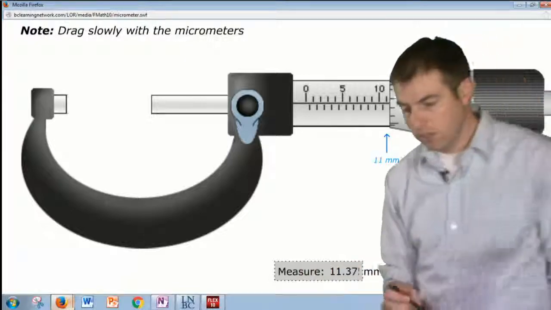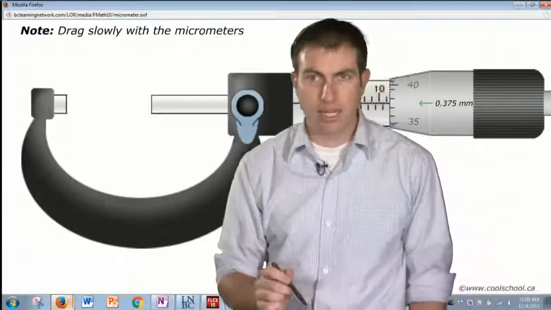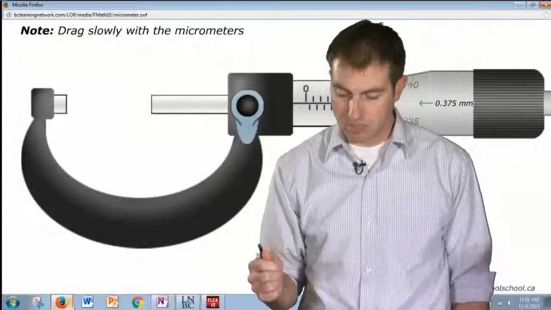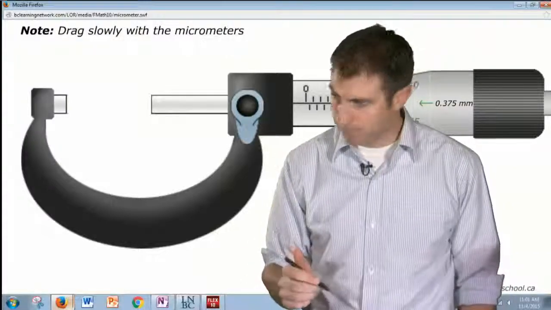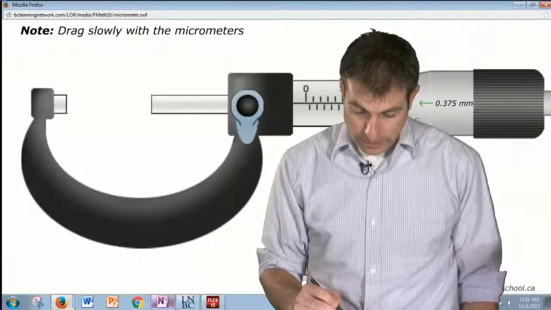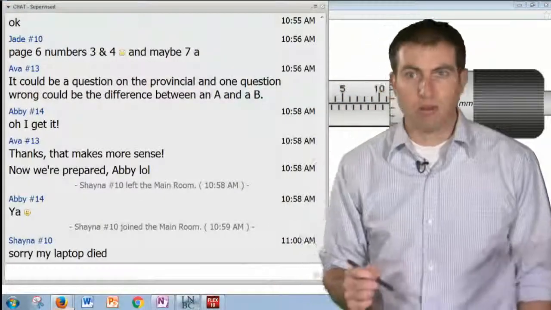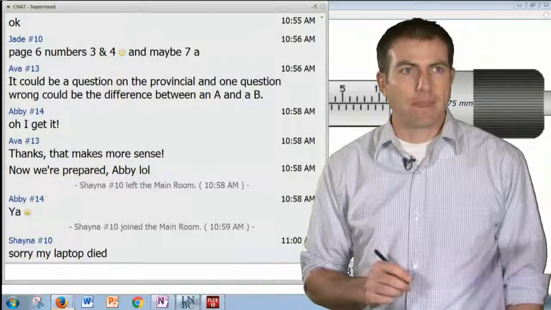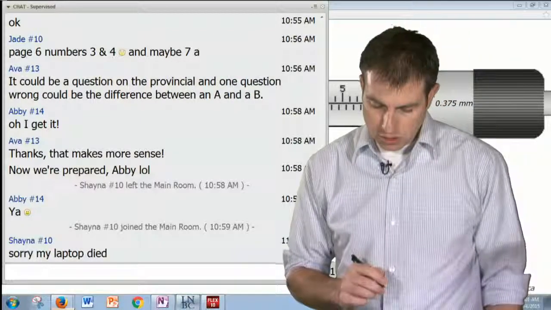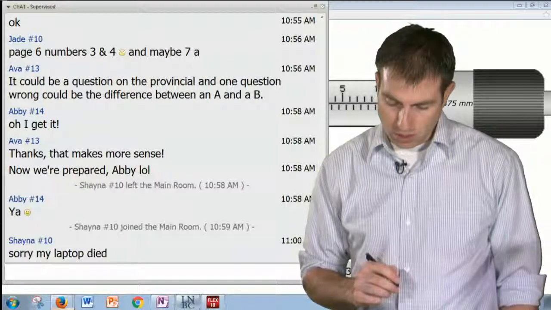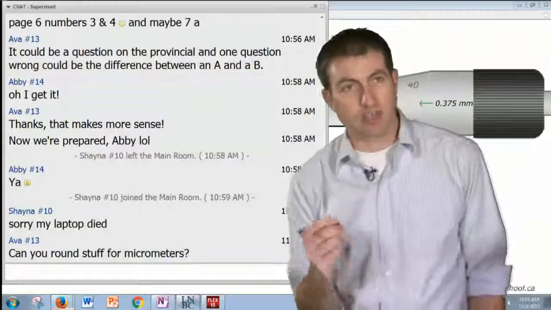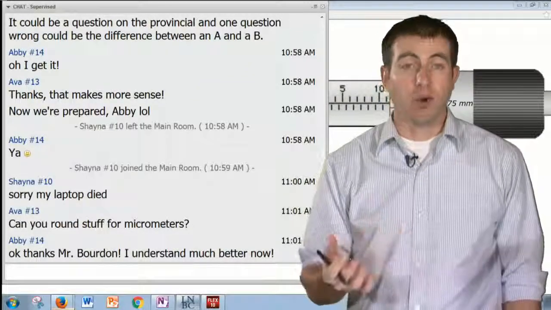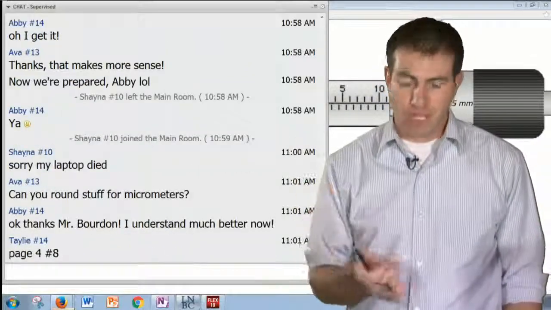So that's how we use a micrometer. It doesn't come up very often. It's not going to be on the midterm, but now you know. So there you go. A few other things came into chat while I was dealing with that. It could be a question on the provincial, and one question wrong could be the difference between an A and a B. You're definitely right, it definitely could be. They don't come up that often though. So hopefully that helps. Now you know.